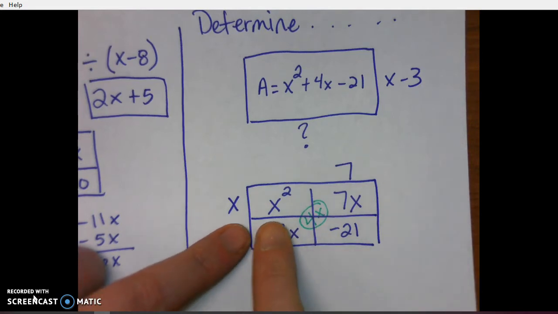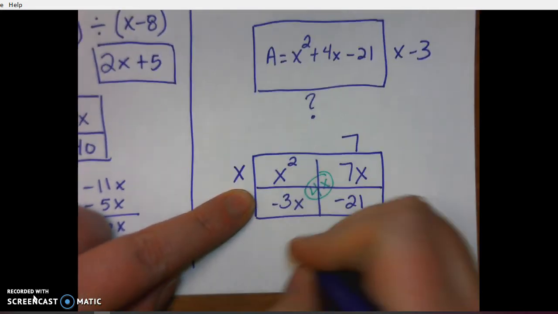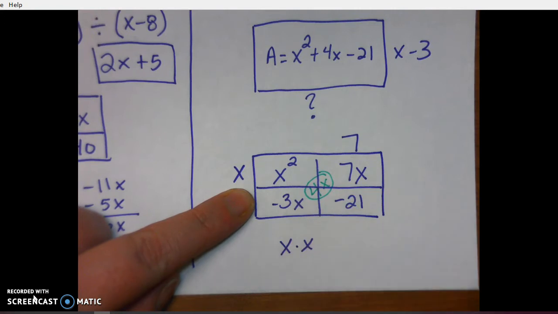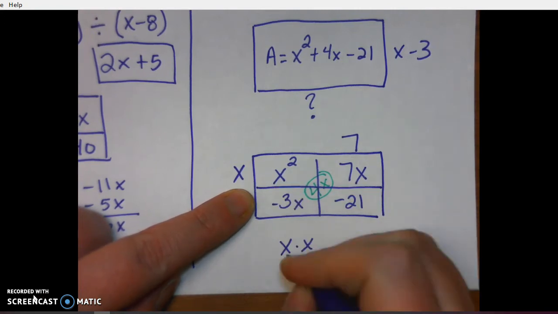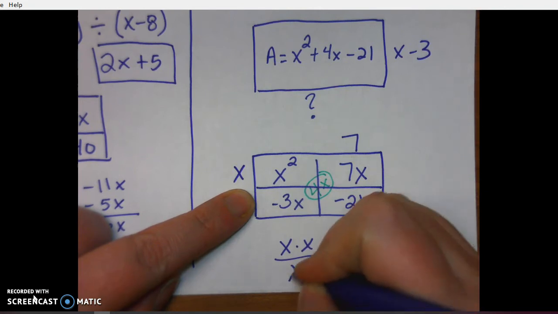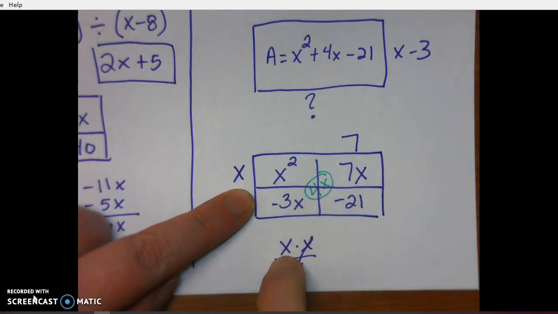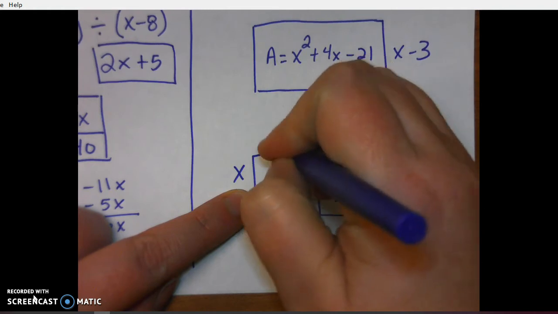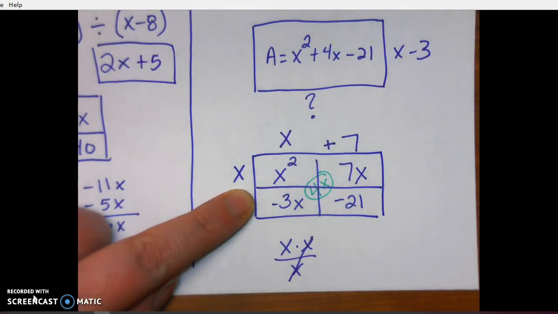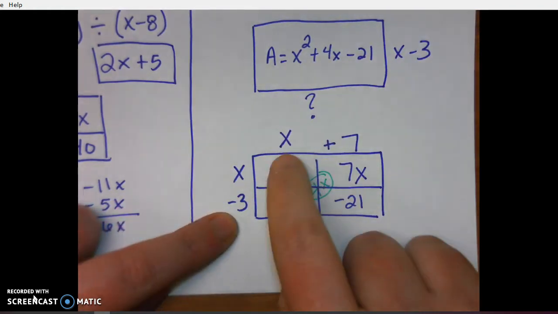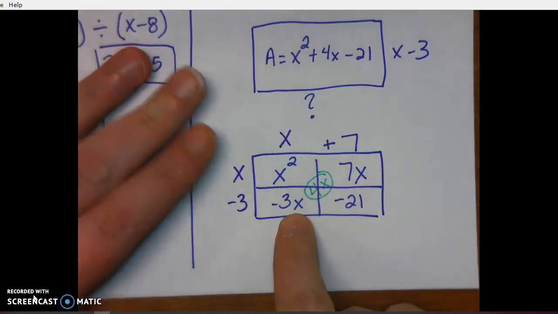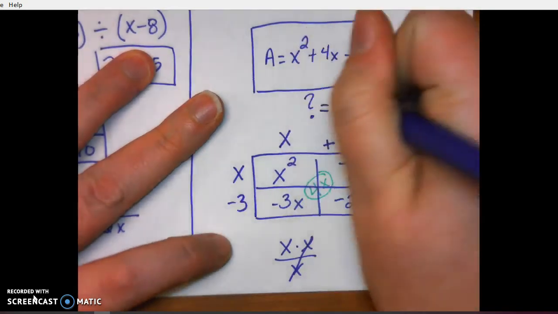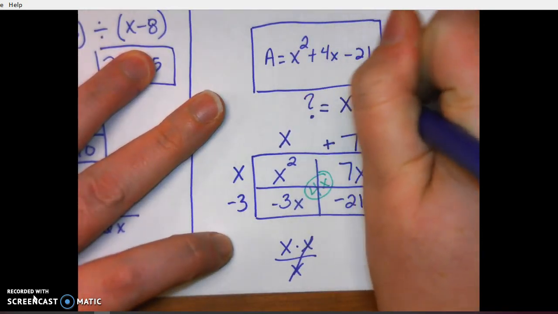So let's check this right here. I have x times x. That's x squared. It represents this. I divide by x. Those cancel. All I have left is an x. Okay? So, x times negative 3, yes, that is negative 3x. So my missing side length equals x plus 7.